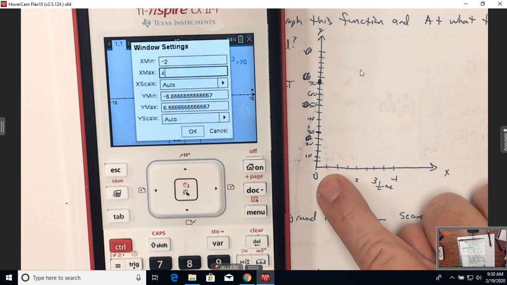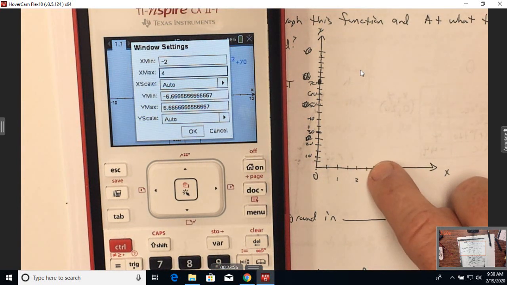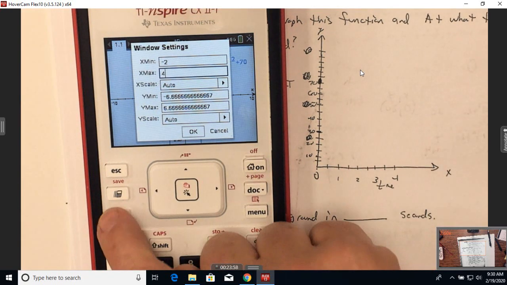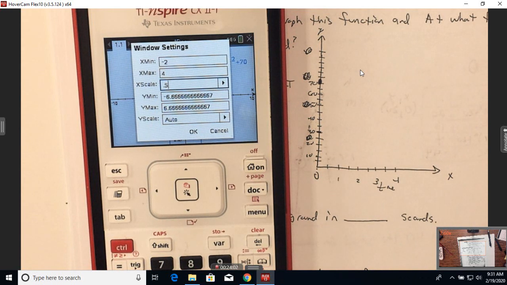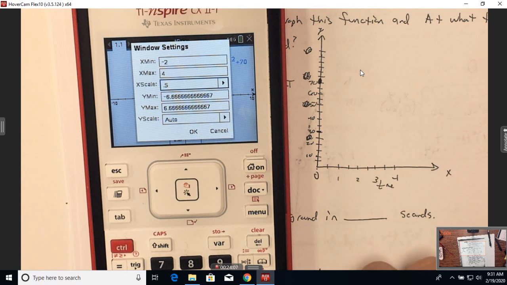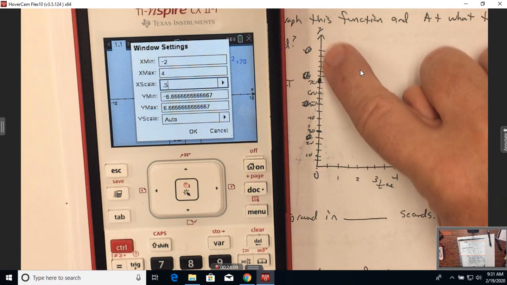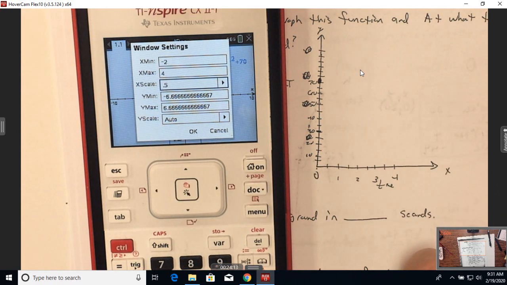Now, what are we counting by here? Look, what am I counting by here? A half, 1, 1.5, 2, 2.5, 3. So that's your scale, 1/2, which is the same thing as 0.5. So we want to get it to look like that so we can get our scale to count like this. Look at my y's. I'm counting by 5s. So that y scale is going to be a 5. So that way it can look like this.